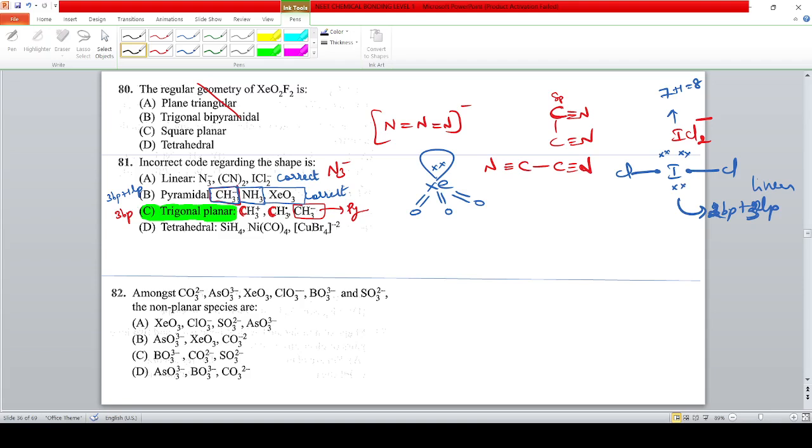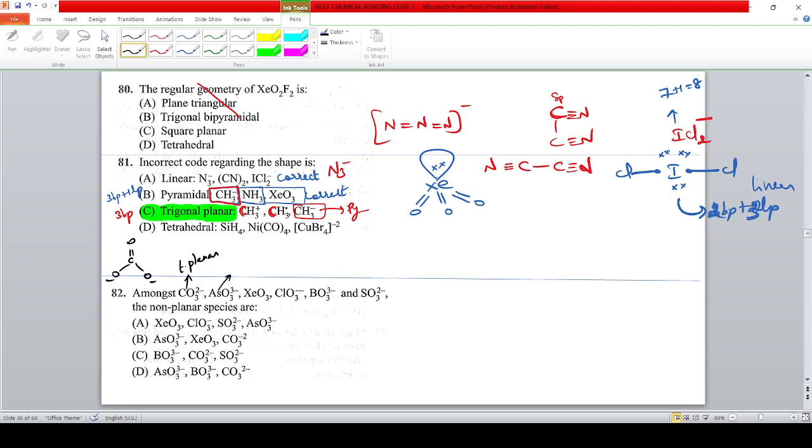Question number 82. The non-planar species among the given structures. We have to go for the structure. This is trigonal planar, CO3 2 minus. This is exactly sp2, trigonal planar.